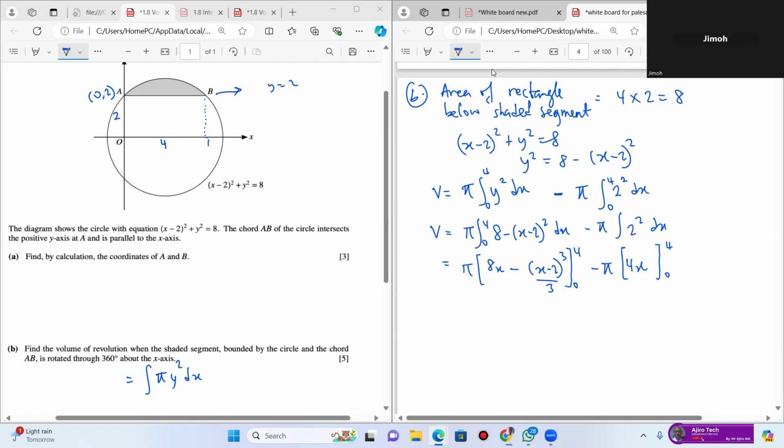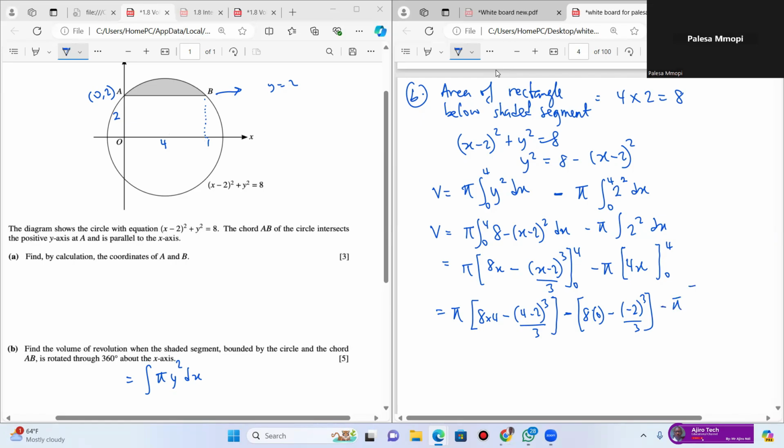So now, it looks like we shouldn't have even done this at all. Okay, let's see how it goes. So if you do this, you get pi, 8 times 4, minus 4 minus 2 raised to the power 3 over 3, minus 8 times 0, minus 2 cube over 3. Okay, that's for this first one.